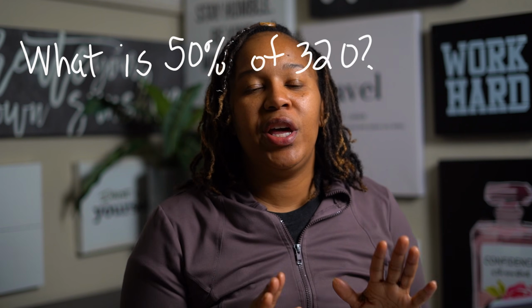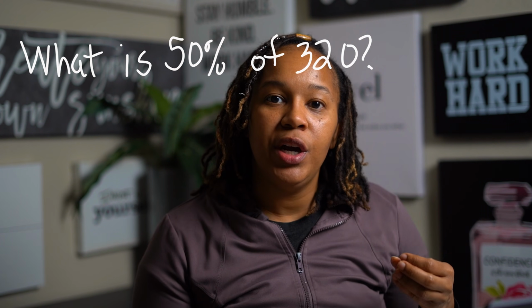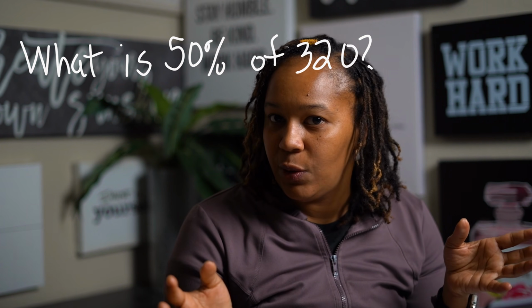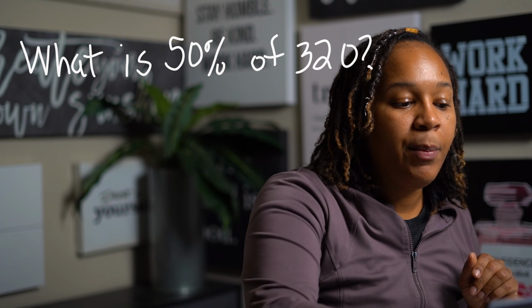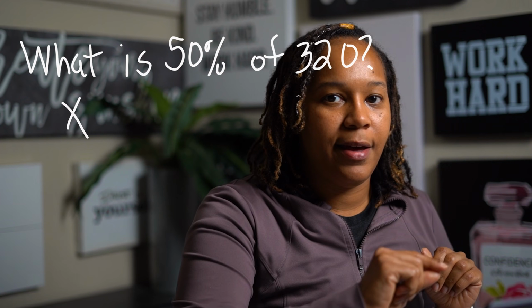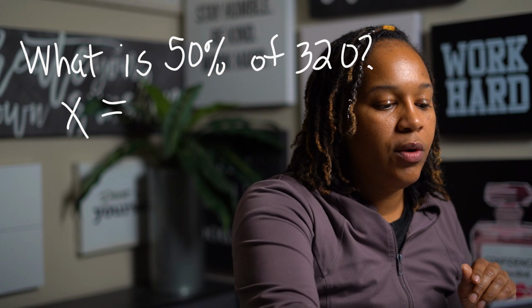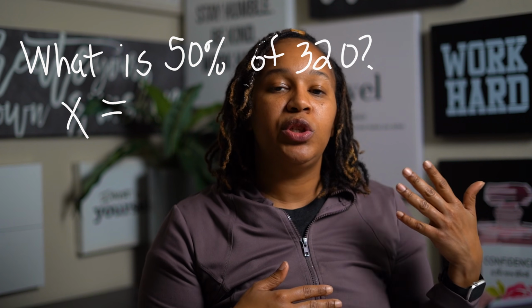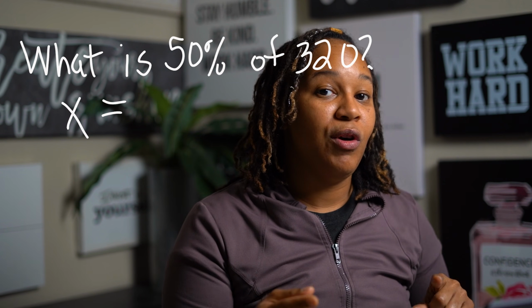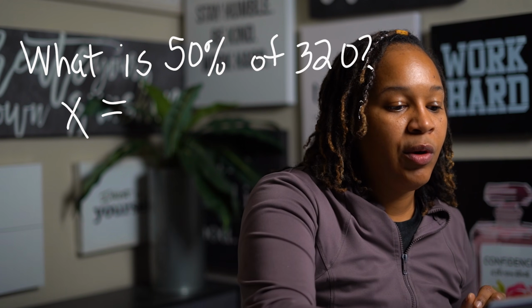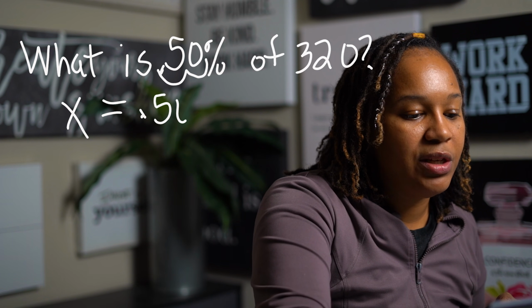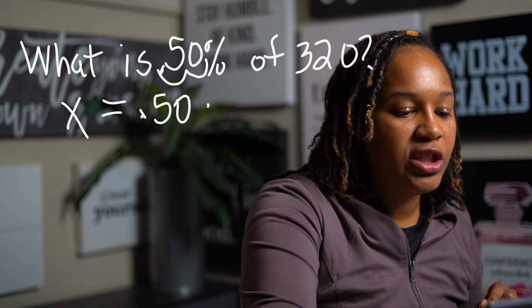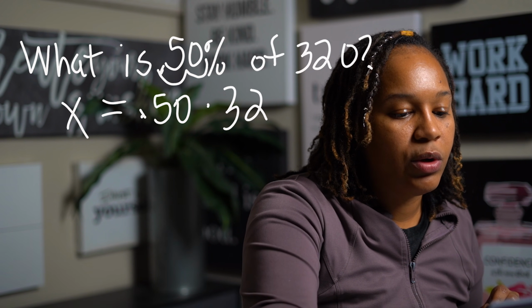So let's look at some examples. Our first example is what is 50% of 320? We're going to take all those words that we just learned and translate them into numbers and symbols so that we can solve it. Remember, what is the variable, what you're looking for. That is X. Is equal. 50%, that's a percent, so you want to convert it to a decimal. If you move the decimal to the left 2 times, that becomes 0.50. Of represents multiplication, and anytime you have a number, you just want to drop it down.